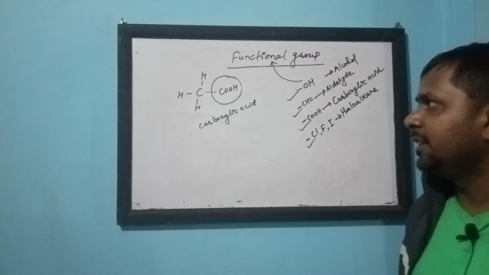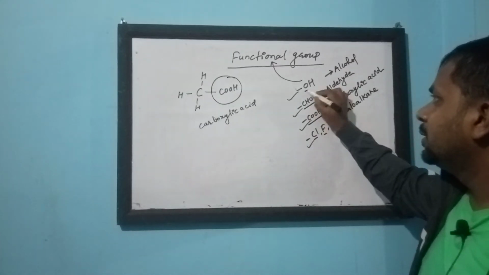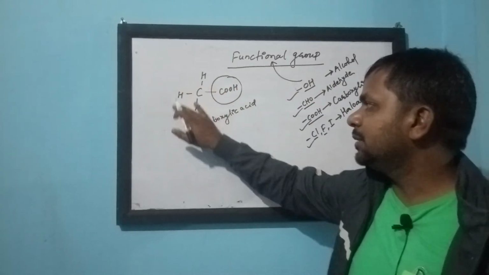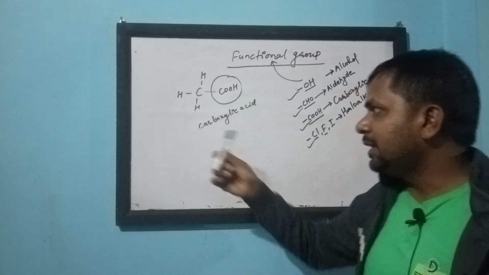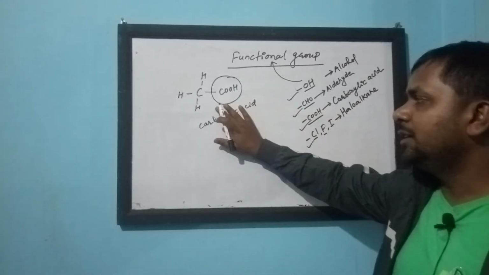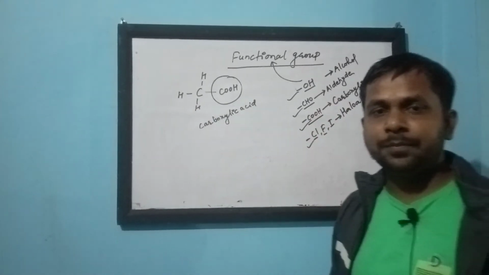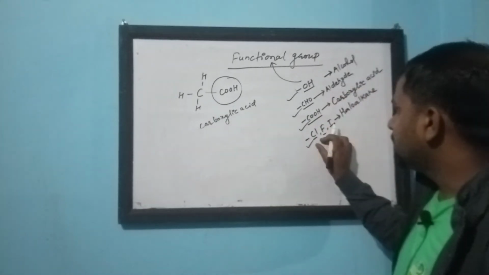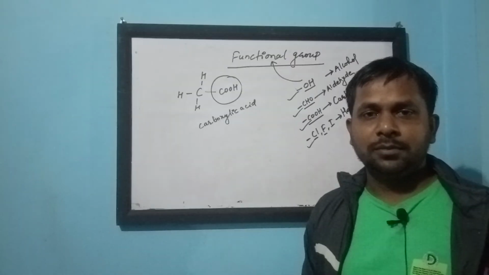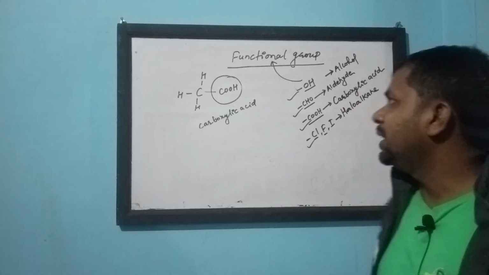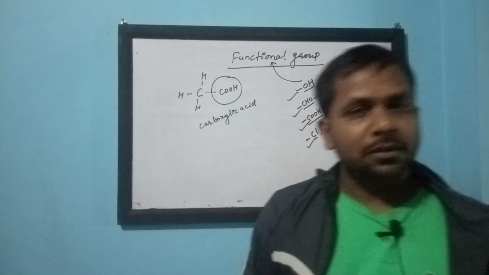I hope you are understanding. This atom or group of atoms, when attached to the alkyl group, determines the nature of this compound, whether it is an acid or an alcohol or what. Its nature is determined by these atoms or groups of atoms. Then these small atoms or groups of atoms are called functional groups. I hope you understood what a functional group is. If there is still any problem, you can comment.